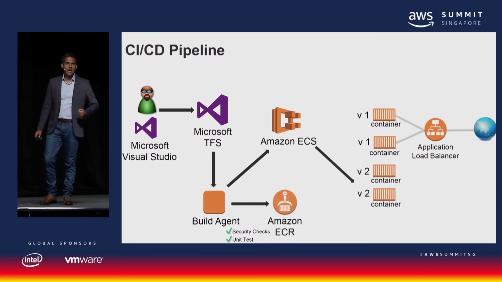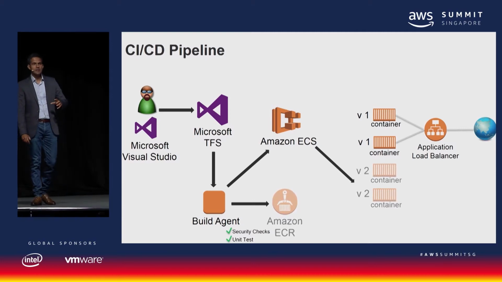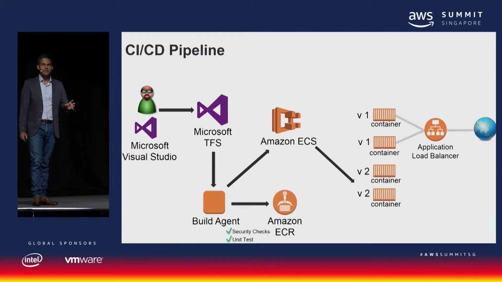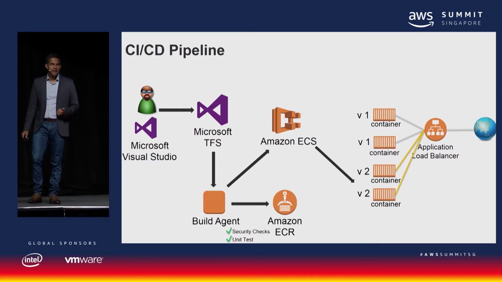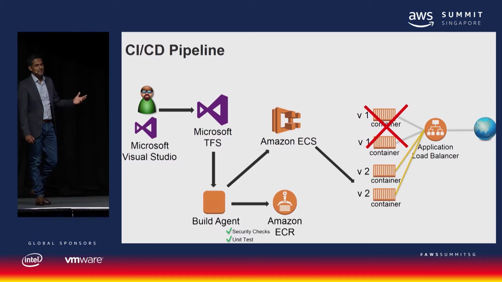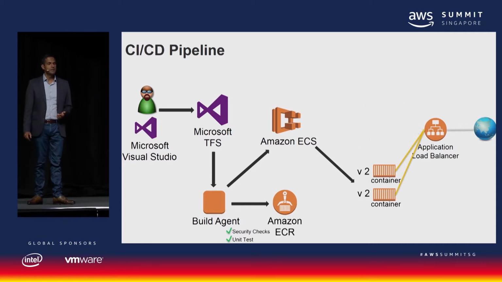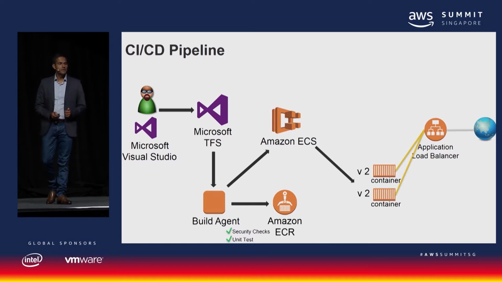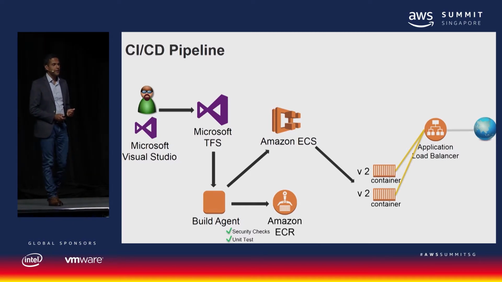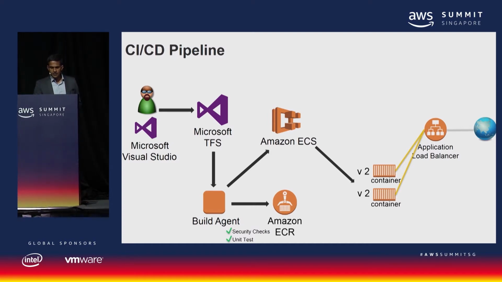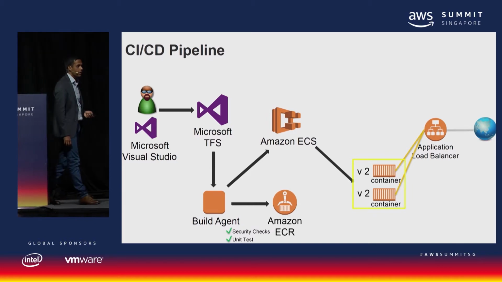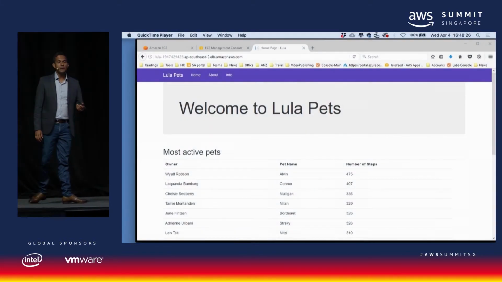So ECS will start a new version of that application in the cluster, and then will update the containers to version 2. And the load balancer will direct the traffic to the new version and slowly decommission the old version of the application. And finally, you will get version 2 of the application running, right? So that's about the CICD pipeline. Let's go and understand it with a demo to see how it works.